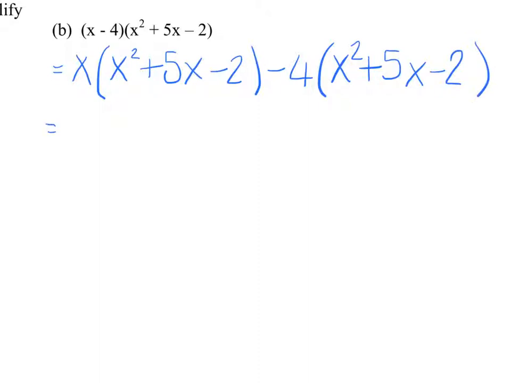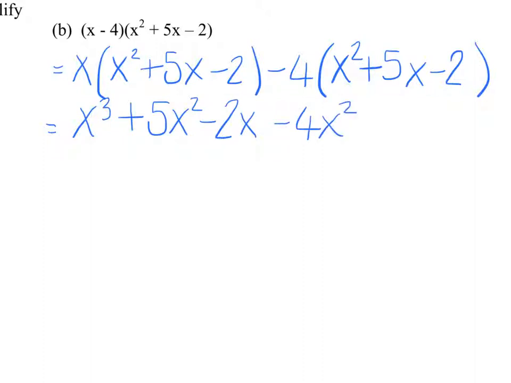So multiplying this out, first of all we have x times x squared, which is x cubed, plus x times 5x, which is 5x squared, then x times negative 2, which is negative 2x. Moving on to the second one, we have negative 4 multiplying the second bracket, so negative 4 times x squared is negative 4x squared. Negative 4 times plus 5x is minus 20x, and then negative 4 times negative 2, a negative times a negative is a positive, and 4 times 2 is 8.